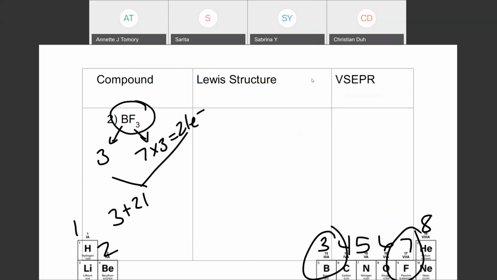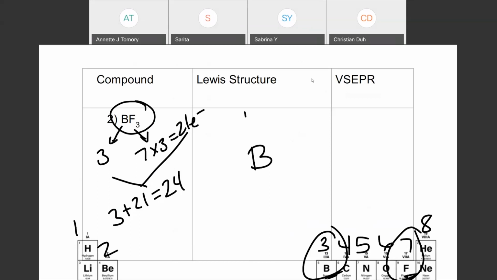20. Is it 24? 24 is correct. All right, so which is the least electronegative? Boron. The least, or is it fluorine? It's going to be boron because it's the furthest away from fluorine. Remember, fluorine's the most electronegative you can get, so boron would be the other one.